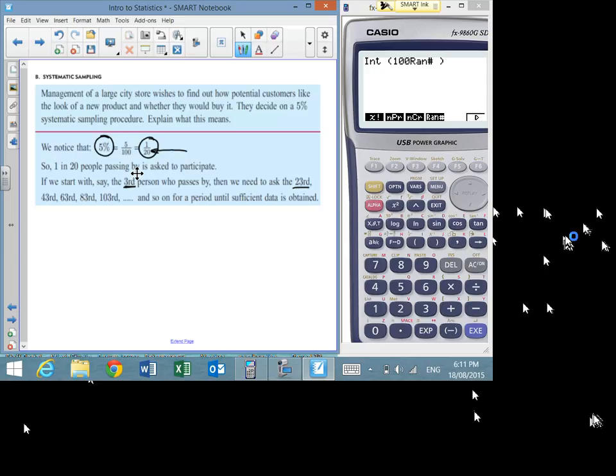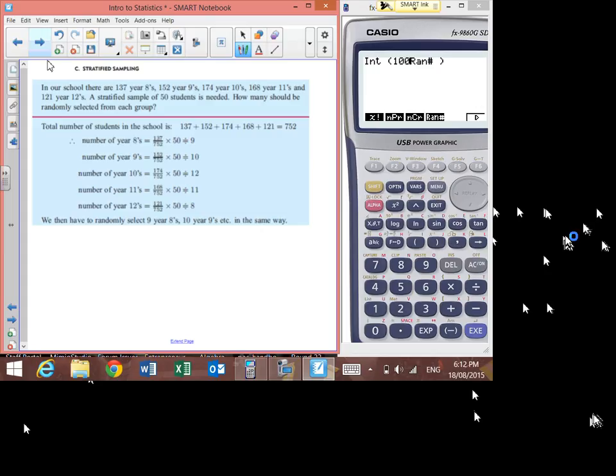For example, if I had a 10% systematic sample, that means 1 in 10 people. So I might choose the first person, the 11th person, 21st person, and so on, until you have enough data. That's systematic sampling.